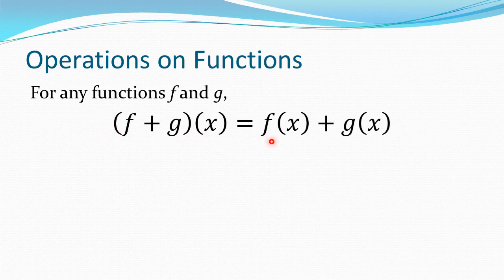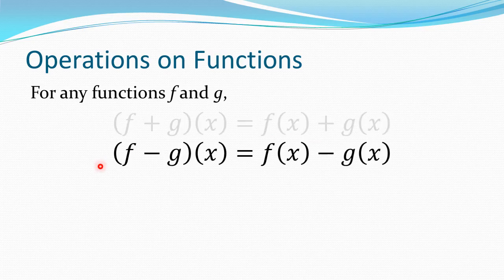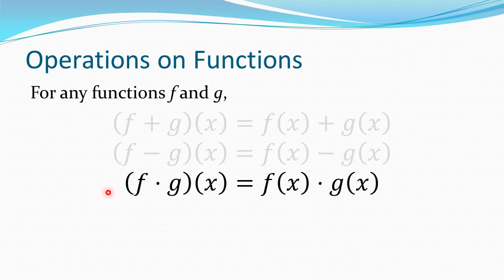So it's just adding the two functions f of x and g of x. As for subtracting, f minus g of x is just equal to f of x minus g of x. And for the dot product or multiplication, f times g of x is just equal to f of x times g of x.